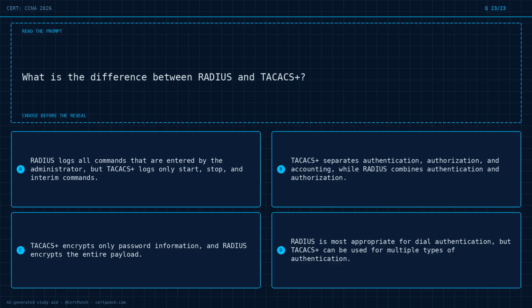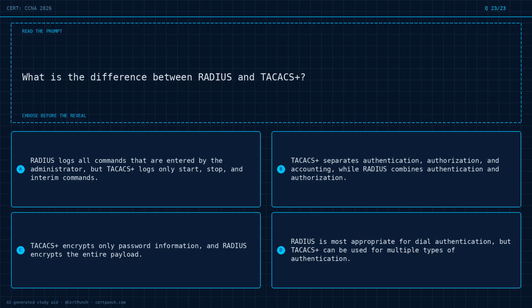Question 23 of 23. What is the difference between RADIUS and TACACS+? Option A. RADIUS logs all commands that are entered by the administrator, but TACACS+ logs only start, stop, and interim commands. Option B. TACACS+ separates authentication, authorization, and accounting, while RADIUS combines authentication and authorization. Option C. TACACS+ encrypts only password information, and RADIUS encrypts the entire payload. Option D. RADIUS is most appropriate for dial authentication, but TACACS+ can be used for multiple types of authentication.